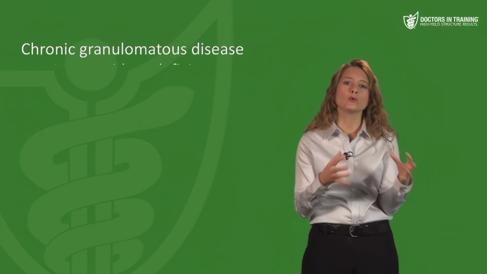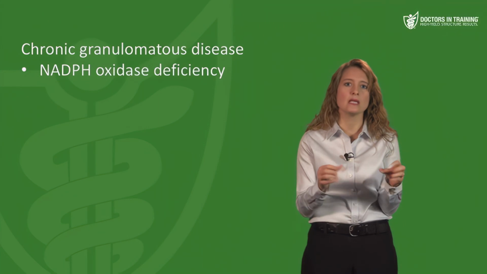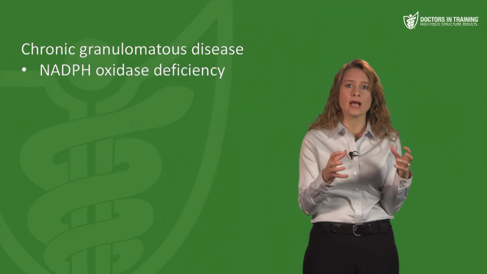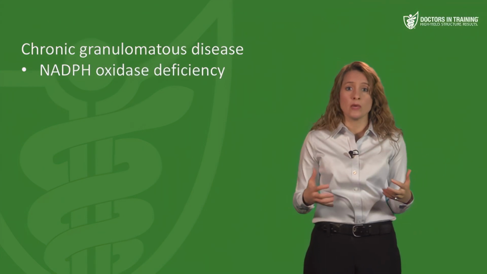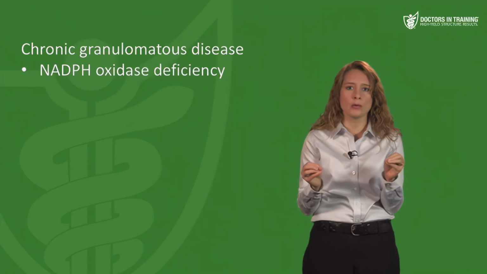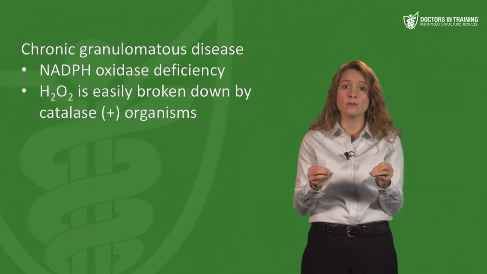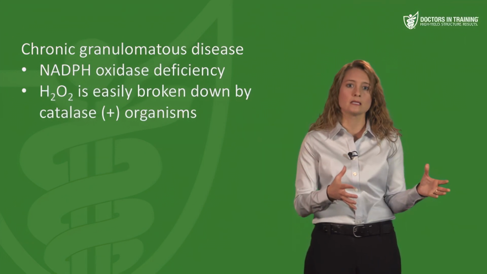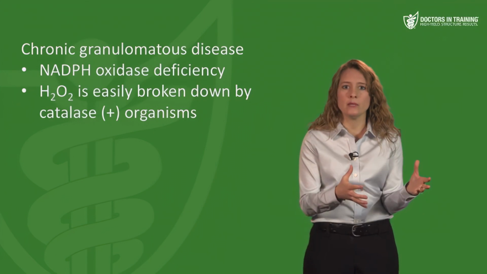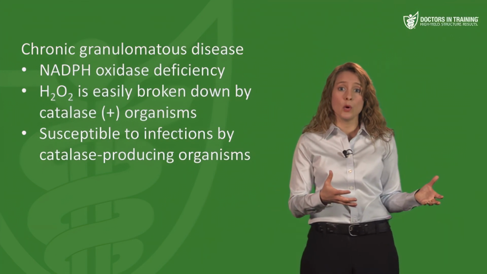I want to take a second to remind you about the link between catalase-producing organisms and chronic granulomatous disease. People with chronic granulomatous disease have NADPH oxidase deficiency. Phagocyte NADPH oxidase is used to reduce oxygen to reactive oxygen species, an early step in the formation of hydrogen peroxide and hypochlorous acid. If the host cell cannot form reactive oxygen species, then the small amount of hydrogen peroxide present in the environment will be easily broken down by catalase-positive organisms. This lack of phagocyte NADPH oxidase leaves these patients very susceptible to infections by catalase-producing organisms.